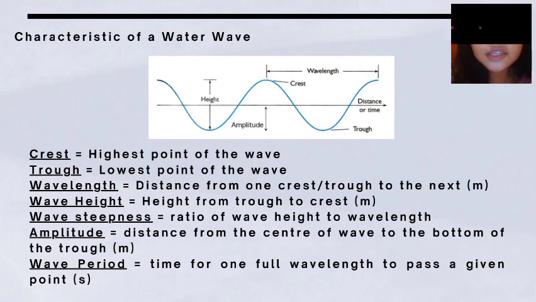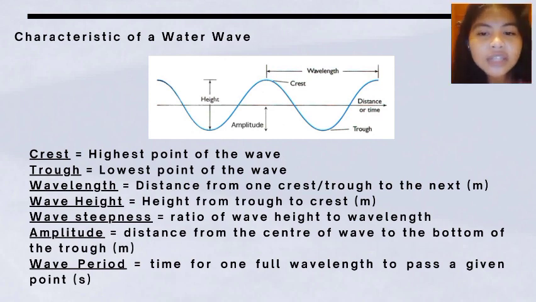So the characteristics of a water wave, we've already discussed this one in transverse waves. Since a water wave is mainly a transverse wave, of course it has a crest, a trough, a wavelength, a wave height, a wave steepness, amplitude, and wave period. The crest, as we discussed earlier, is the highest point of the wave. The trough is the lowest point, and the wavelength is the distance between the crest of the wave and the crest of its neighboring wave.